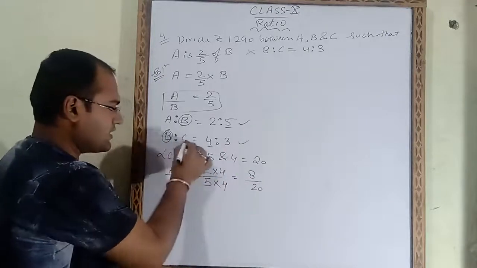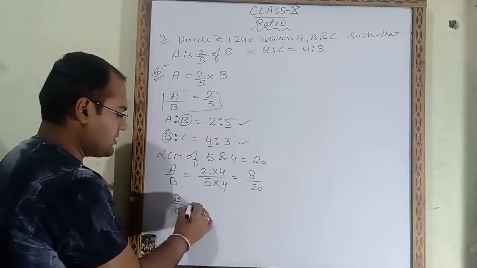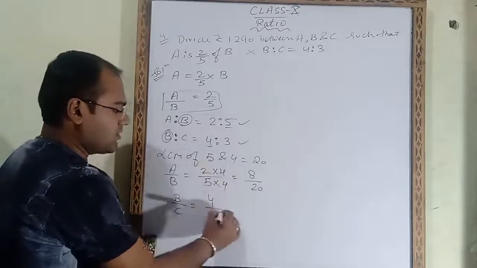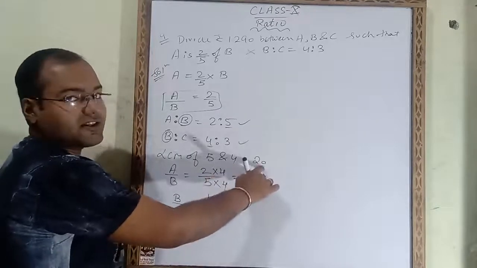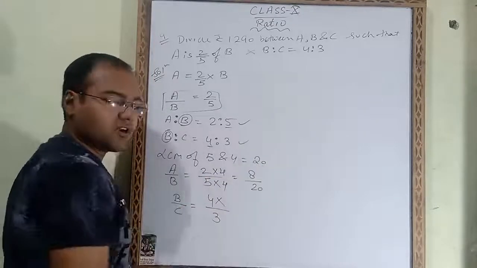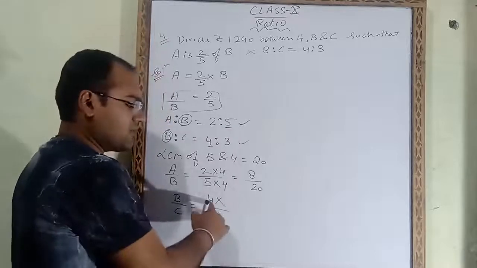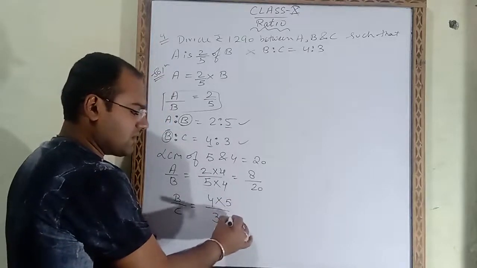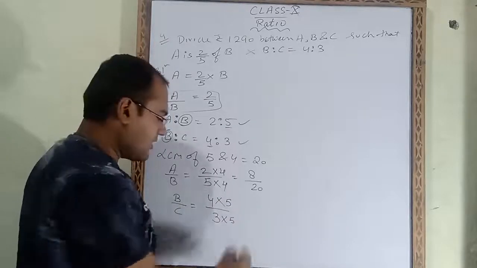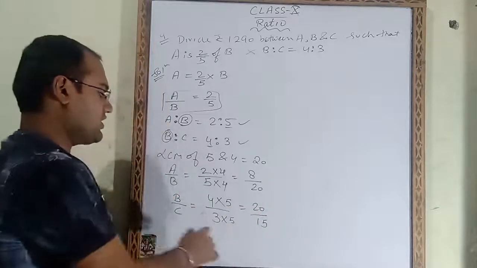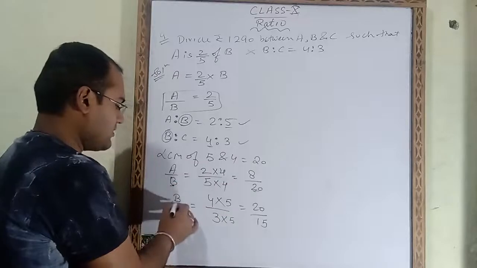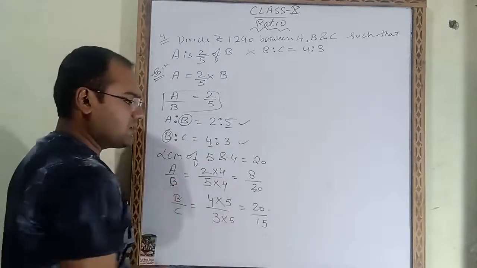In the same way we will make the B value 20 here. What is given? B ratio C, that means B upon C, 4/3. The value of B is 4, but the LCM we have taken is 20. So to make 20 we have to multiply with 5, and in the denominator also we multiply with 5. The answer will be 20/15. Now you can check: B is 20 here and B is 20 here also.